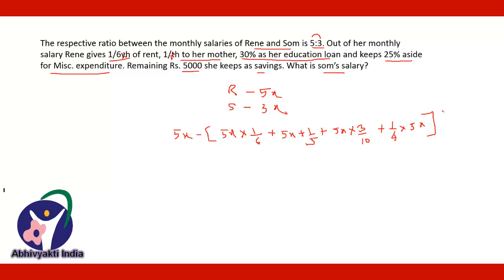And this amount, if taken out from the salary, what will be there? 5,000 will be kept as the saving, so 5,000 is left, so this should be equal to 5,000. So if you solve this, you get 5x minus 55x divided by 12, which is equal to 5,000.